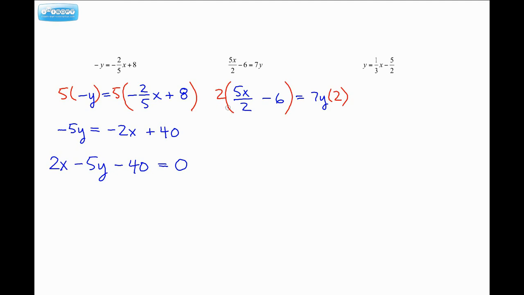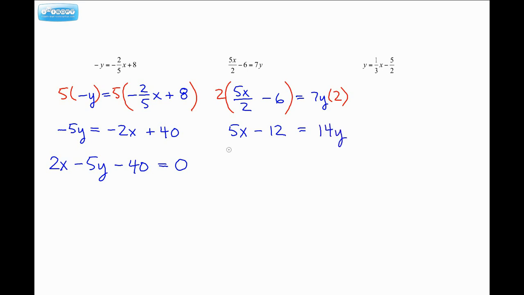Well, the 2's just reduce to 1 over 1. In other words, they cancel. So I'm just left with 5x. That was easy. 2 times negative 6 is negative 12. That's equal to, and 7y times 2, that's 14y. So the fractions are now gone.